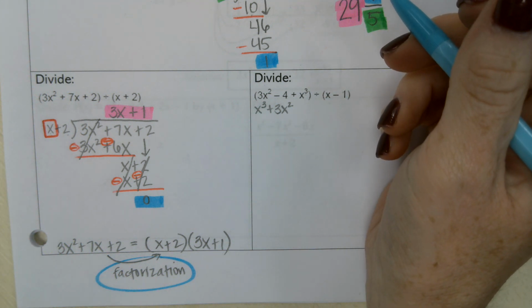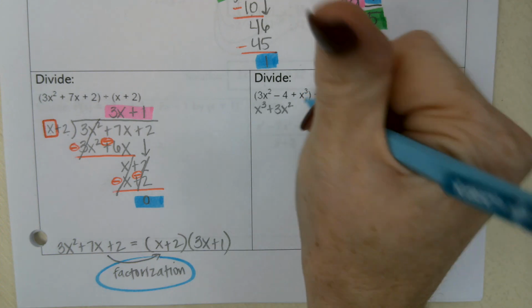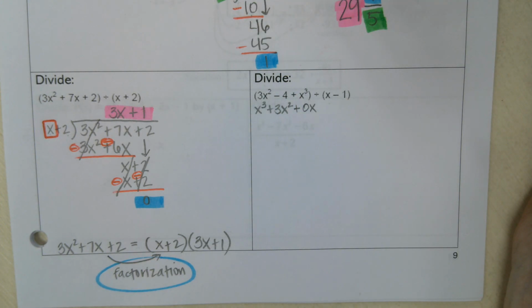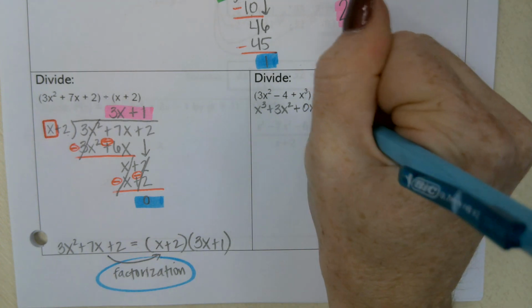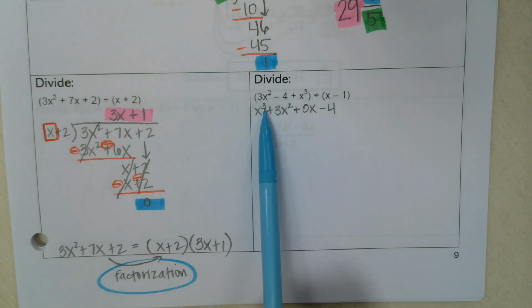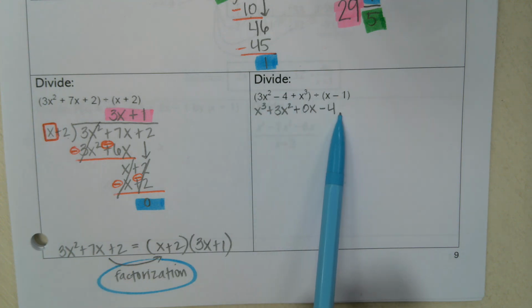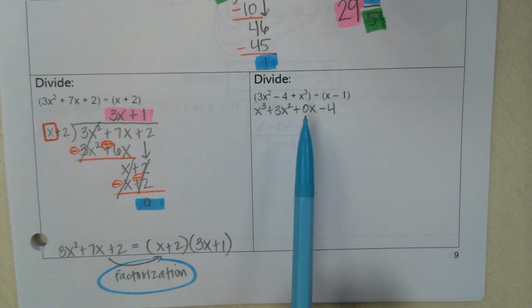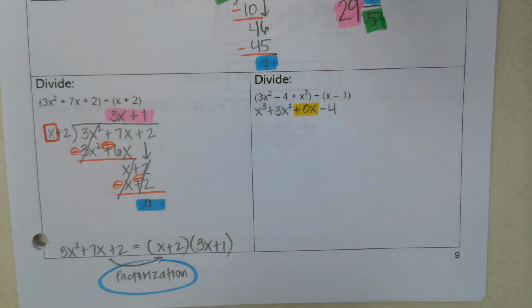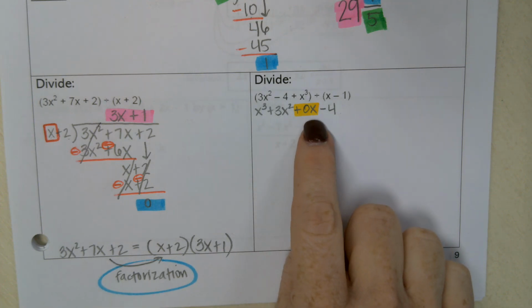I don't have an x term, right? I don't have an x to the first power. Technically I do. Its coefficient is just 0. Okay? And then I will have minus 4. Do you see now how my powers walk down? 3, 2, 1, 0. If I am missing something, you have to put a 0 in its place. So what are we missing? The 1. We were missing an x to the first power.